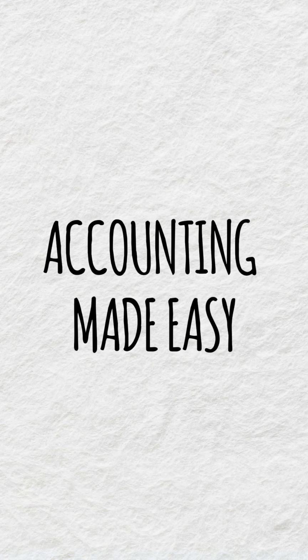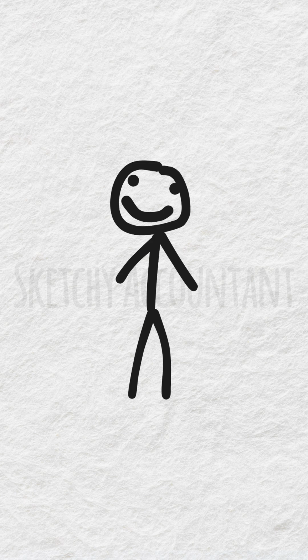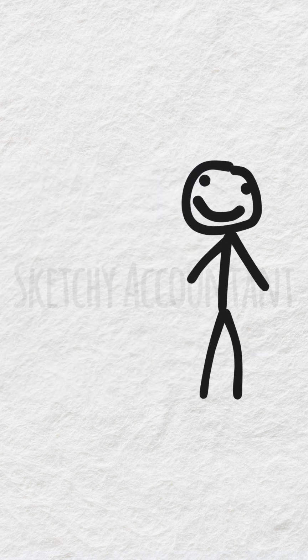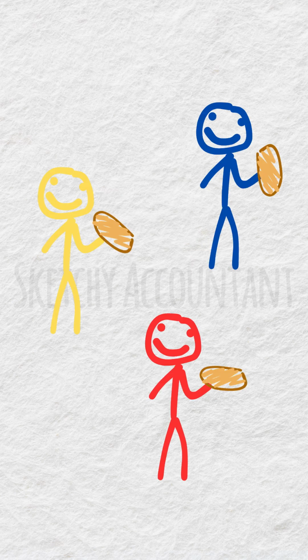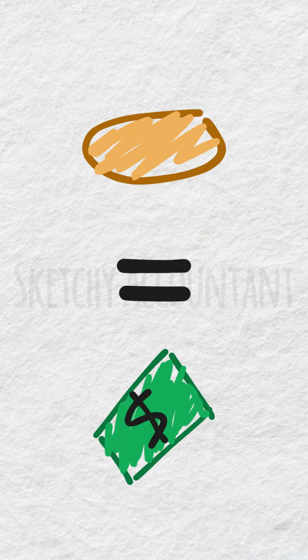Accounting made easy. Merchandising. This is Roger. Roger is sad because Roger is broke, so he went out to look for a way to make money. Roger loves bread, and he observed that other people also love bread. People always buy bread every day. Roger got an idea. He decided that he also wants to sell bread to get money.